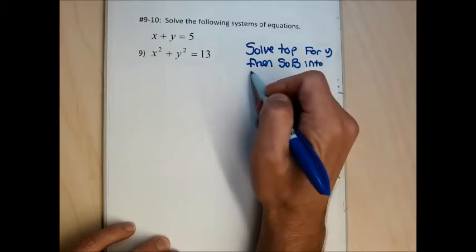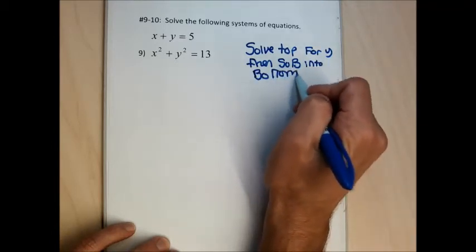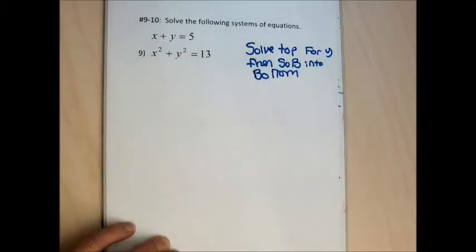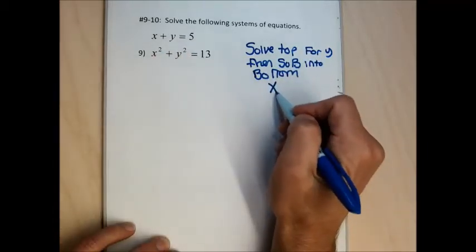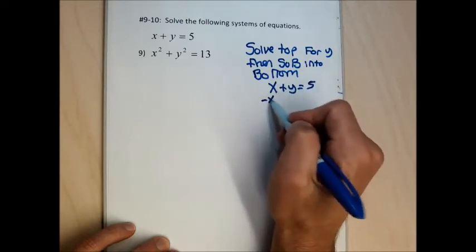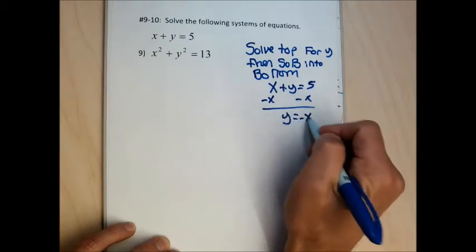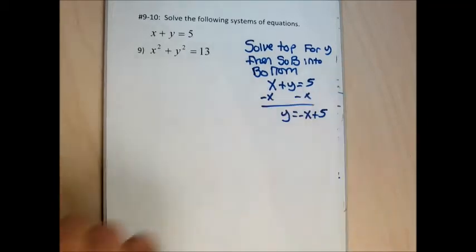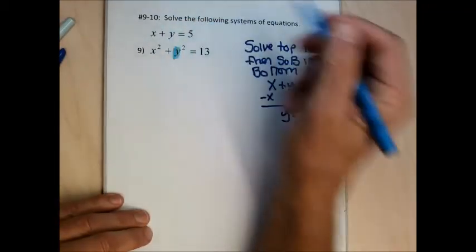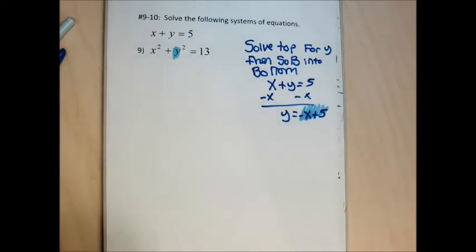You can't use the elimination method when you have exponents on the x's. So solving the top for y is super easy. I'm just going to minus x from both sides, and that's going to give me y equals minus x plus 5. And what I mean by substituting into the bottom is I'm going to take this y in the bottom and I'm going to change it to minus x plus 5. Of course, I'll need a parentheses when I do that.